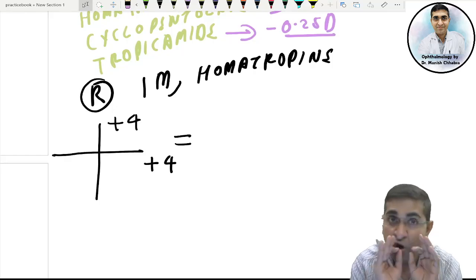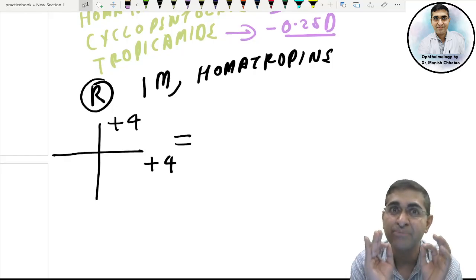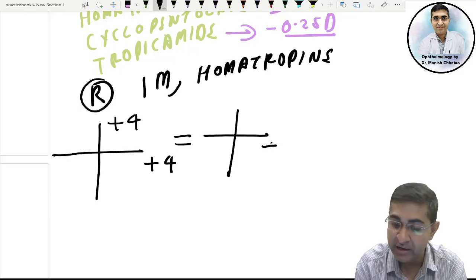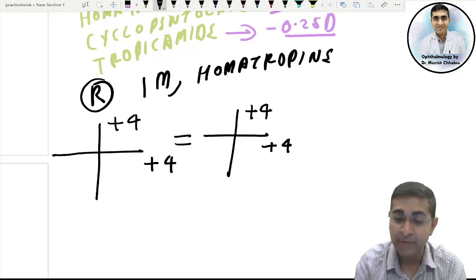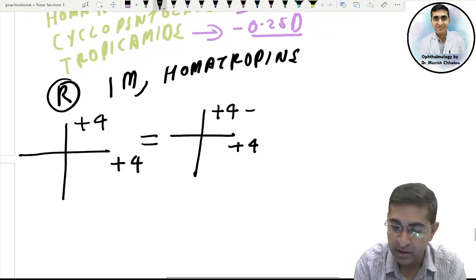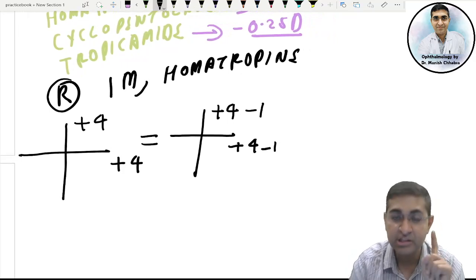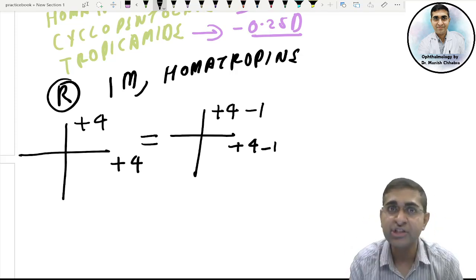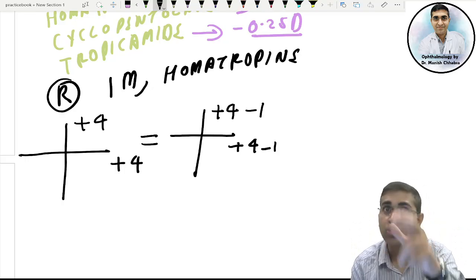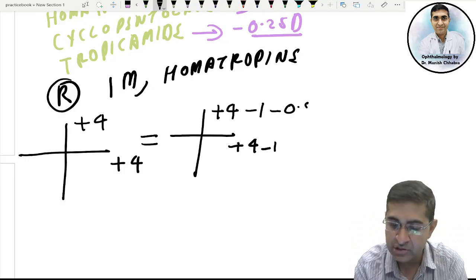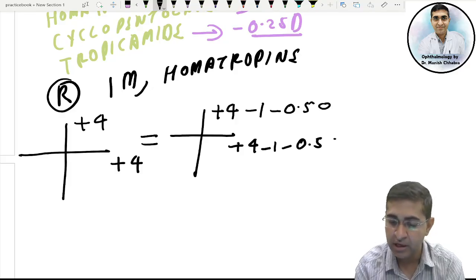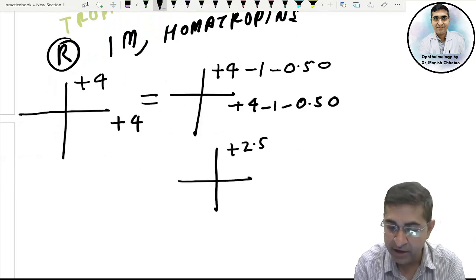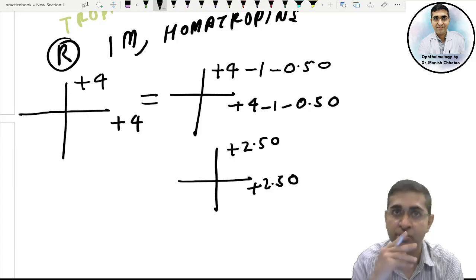Now you will not prescribe +4 diopter glasses. You will first apply the correction, because you had done retinoscopy from a distance of 1 meter with homatropine. So for 1 meter, you will apply a correction of -1. This is the distance correction. And with homatropine, of course the accommodation is abolished, but it has also abolished the normal tone by 50%, so its corrective value is -0.50. So net and net, you will get +2.50.